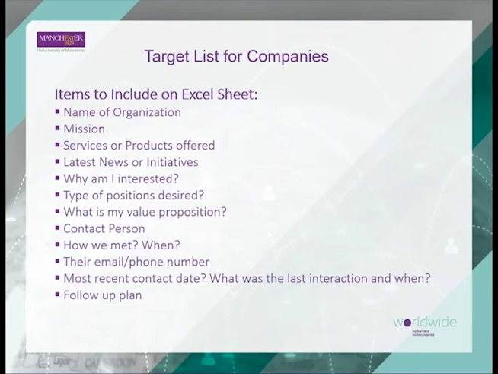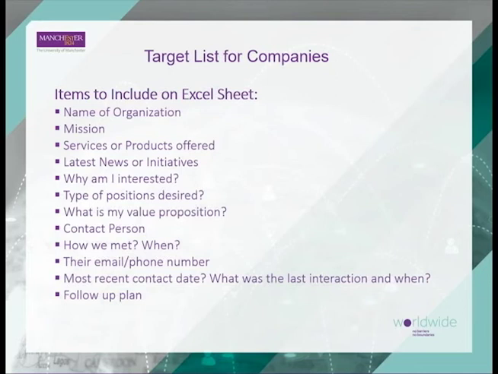So when researching the industry, I'd like you to look at this. So, a target list for companies. If you have created a target list for the companies that you'd like to move on to, items to include on this Excel sheet would be the name of the organization, their mission, the services or products offered, the latest news or initiatives, and what are you interested in this company? What are the types of positions that you would like to move on? What is your value proposition? So what are your strengths? What are your skills? How do you stand out?